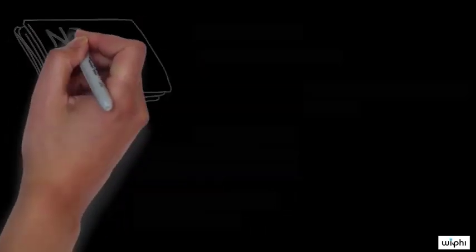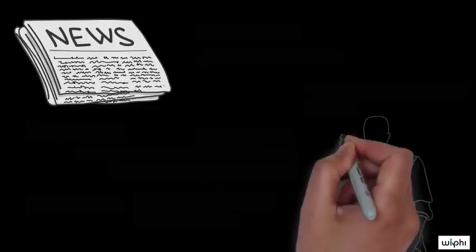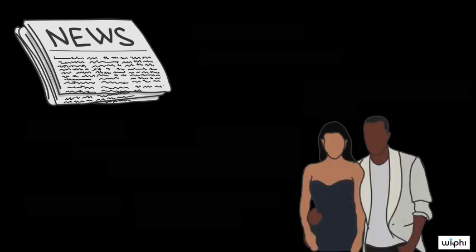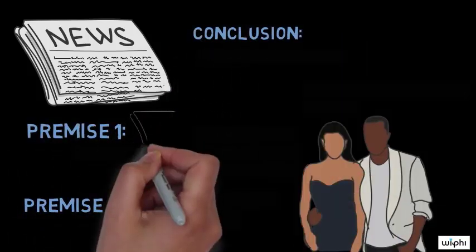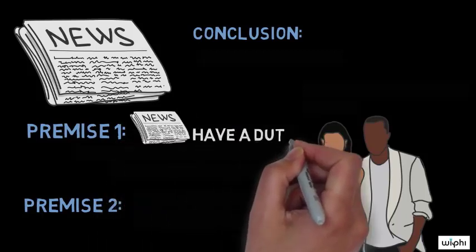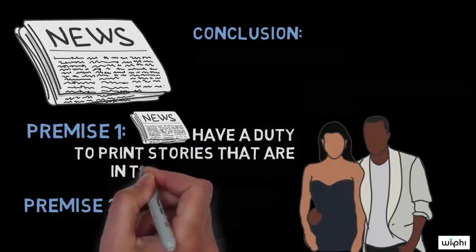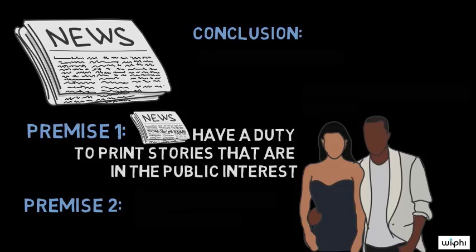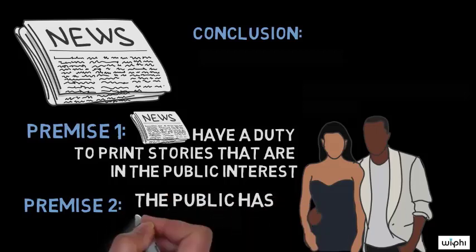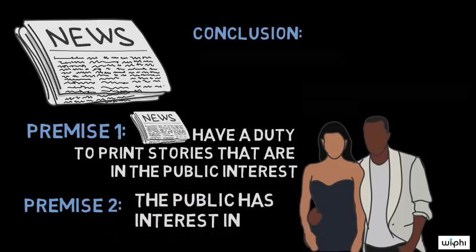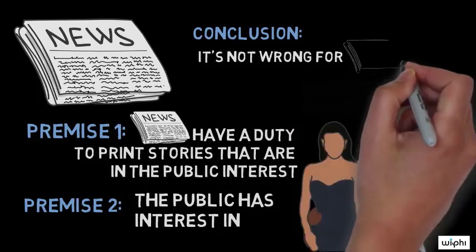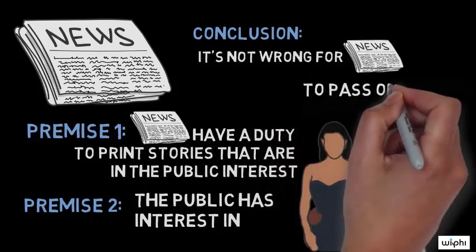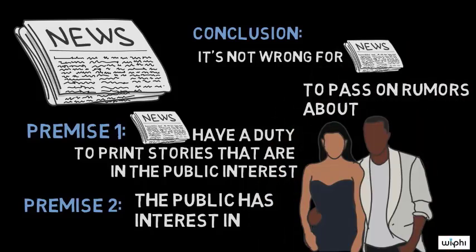Suppose a respectable newspaper was criticized for spreading celebrity gossip, and suppose that, in response, the editor gave the following argument. Premise 1. Newspapers have a duty to print stories that are in the public interest. Premise 2. The public has great interest in rumors about celebrities, since circulation increases when newspapers print such stories. Conclusion, it's not wrong for respectable newspapers to pass on rumors about celebrities.